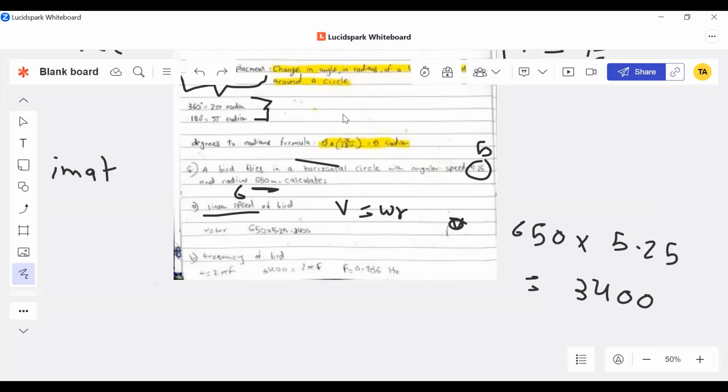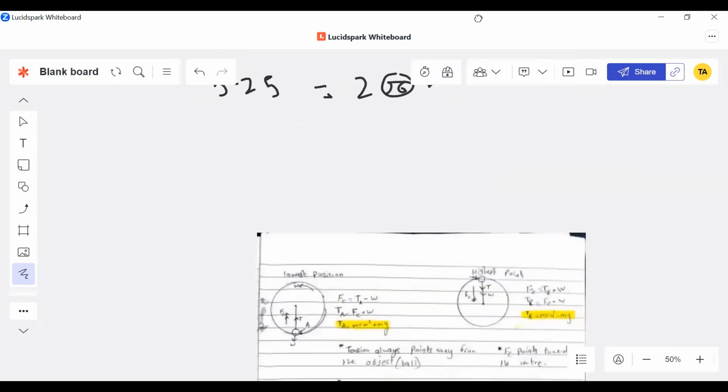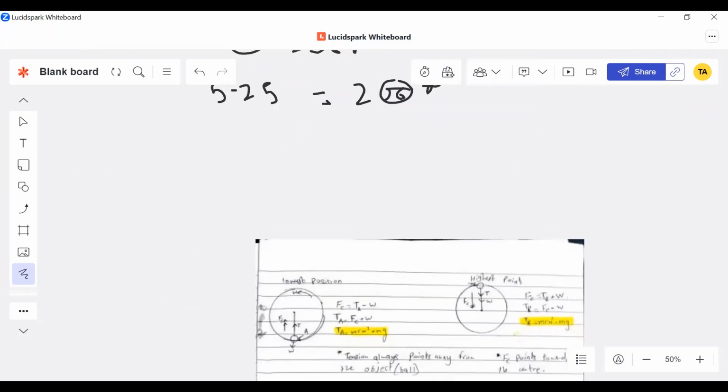So omega, I know, is 2 pi f. And I have omega, right? They told me omega, the angular speed, is 5.25. So I multiply 2 pi f, and from this I know pi is 3.14.